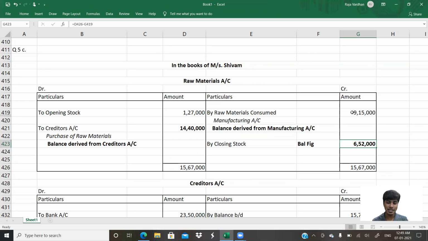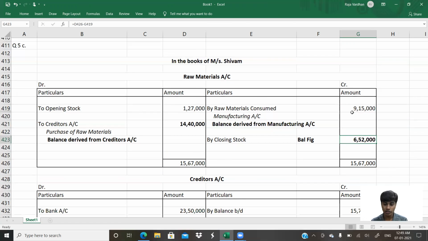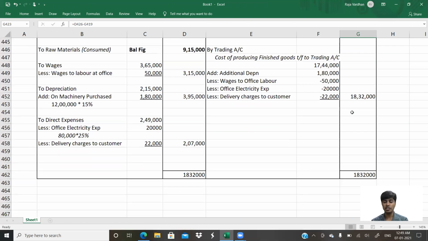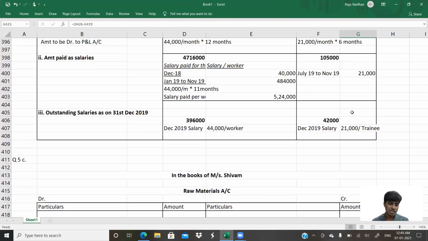That's it. By this, I'm done with my raw material account. I'm done with my creditors account. So am I done with my manufacturing account. That is what has been asked in this question, and we're done with question number 5C.